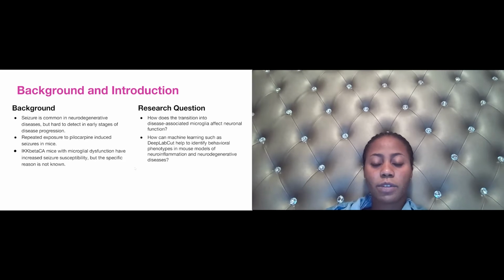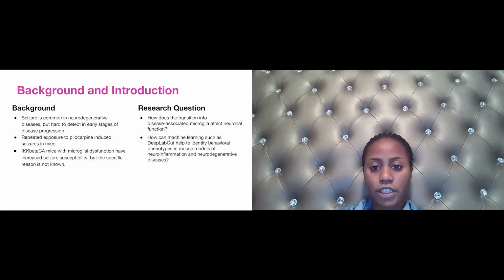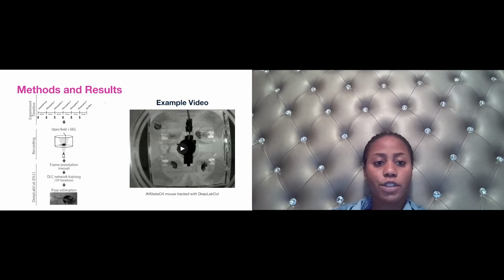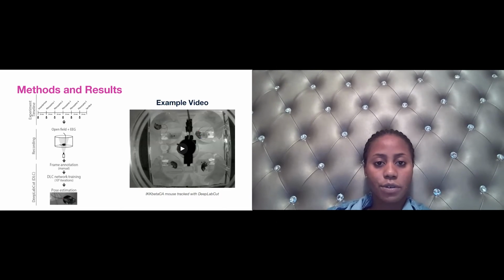We're trying to answer these two research questions. How does the transition into disease-associated microglia affect neuronal function? And how can machine learning, such as DeepLabCut, help to identify behavioral phenotypes in mouse models of neurodegenerative diseases? To answer this question, we used a machine learning tool known as DeepLabCut, which is a state-of-the-art pose estimation algorithm that allows us to estimate the pose of a subject and also quantify the video.